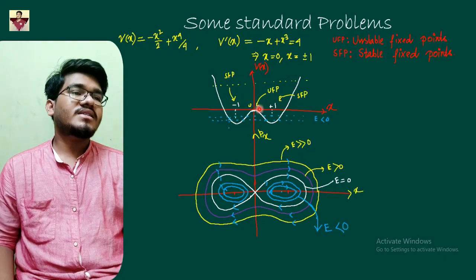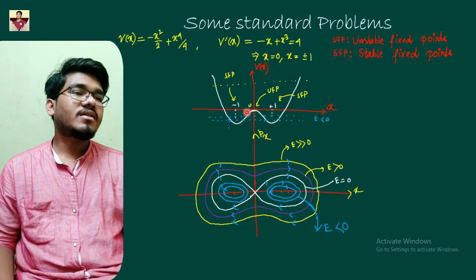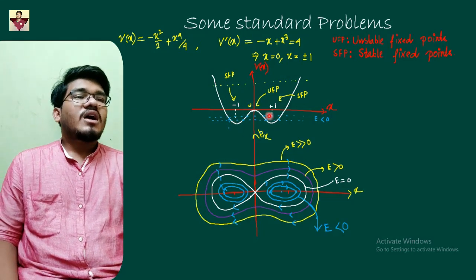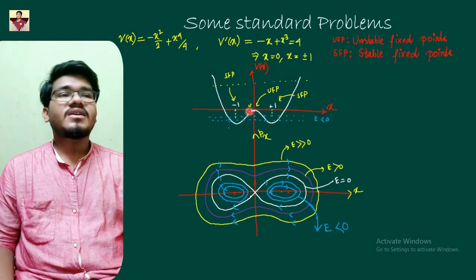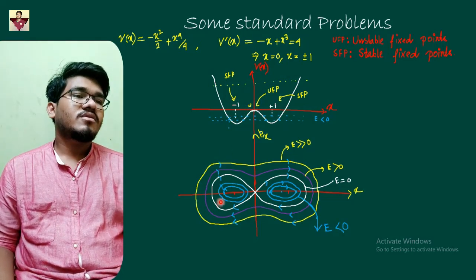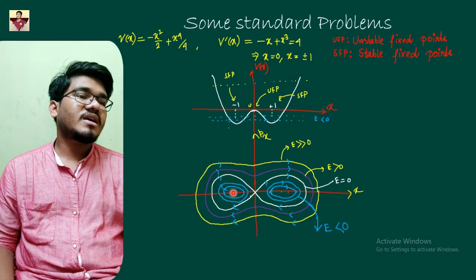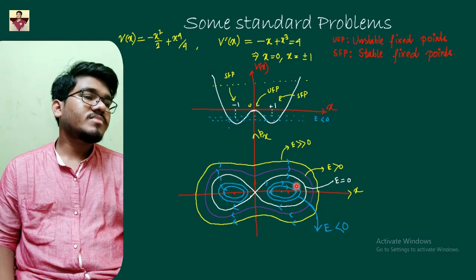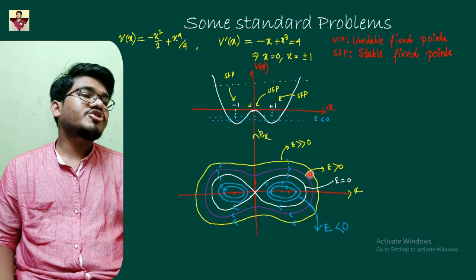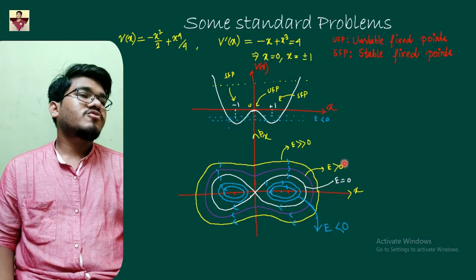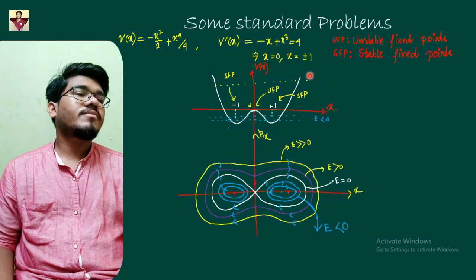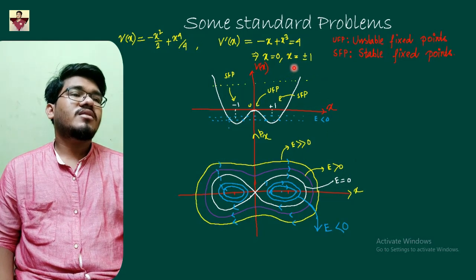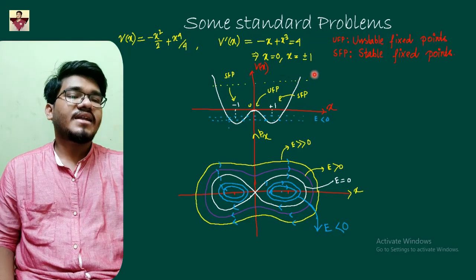So why is it unstable? If you put a ball here, it will roll off. So you understand what I am trying to tell. Now I have already told that if there is a stable fixed point, then the phase trajectories will be ellipses. So about this x equal to -1, these are all ellipses, and these are the energies corresponding to E less than 0. And for E equal to 0 we will get the separatrix, right?